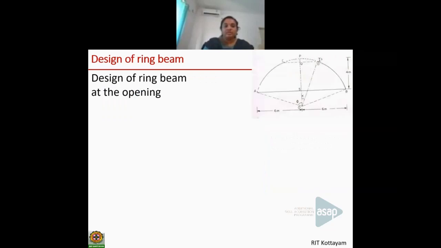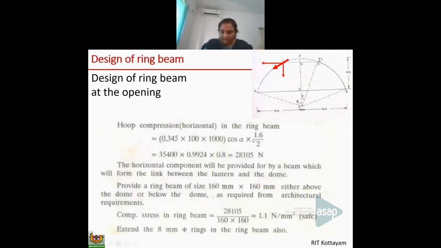Now, how to do the design? Again, you know that the stress is not in downward direction, or it is tangential. It will have a horizontal component and a vertical component. You have to calculate the horizontal component. The same thing what we have discussed is now combined in a single step. So this 0.354 into the thickness, into the width, into the cos alpha, that into the 1.6 by 2, similar to WL by 2.